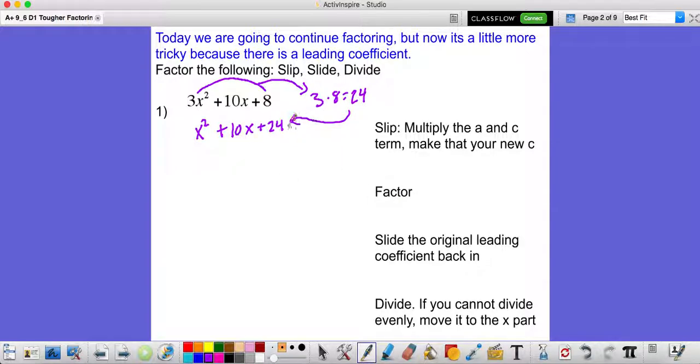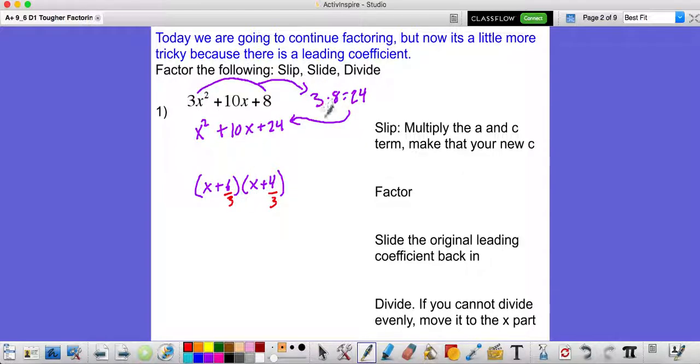Now we factor that normally, because we can do that. What two numbers multiply to 24 but add to 10? Pretty obvious, 6 and 4. So you have x plus 6 times x plus 4. Now what's tempting is to be done here, but if you were to FOIL this out, your leading coefficient would definitely not be 3. So now what we need to do is slide the original leading coefficient back in, and how we do this is we bring this 3 in and we divide both the numbers that we see by the 3.